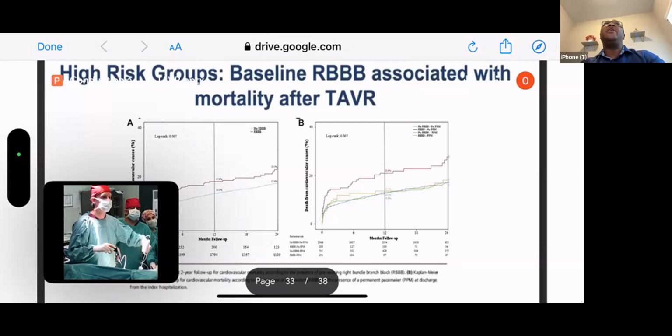So these patients are a very high risk group, and the baseline right bundle branch block has been associated with mortality after TAVR, as you can see from the first graph and also the second one. The first one shows that if they have a right bundle branch block, they have increased mortality. The second one divides them into whether they have prior right bundle branch block or not. If they do not have a prior right bundle branch block, then they are almost like most other people. So this is just to show that you could get away with having a prior left bundle branch block prior to TAVR and be okay. But if you have a prior right bundle branch block, they are usually more at risk.